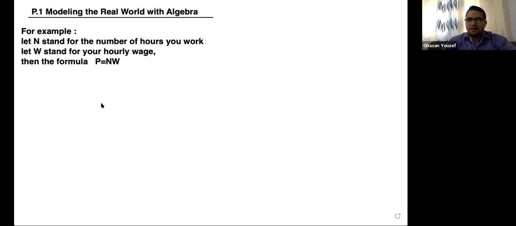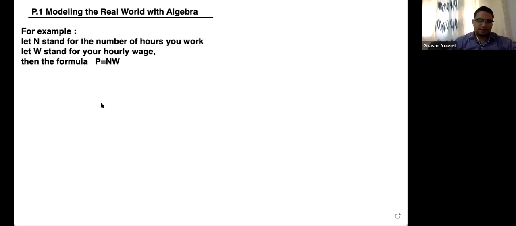So instead of saying you work 5 hours, I'm going to say you work n hours at Burger King or wherever you work in the store. Let W stand for your hourly wage. Suppose the manager gives you $5 per hour or $10 per hour. Then I can get a formula. This formula says B, the payment, equals N times W.